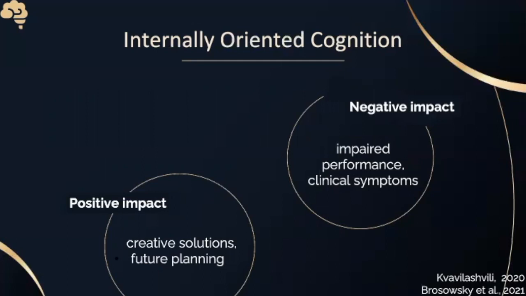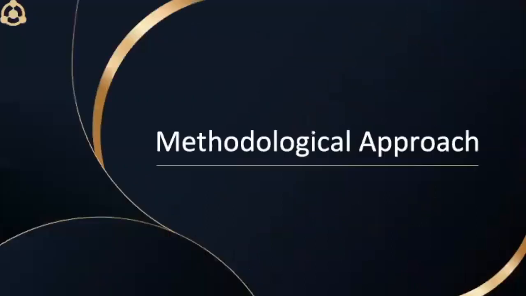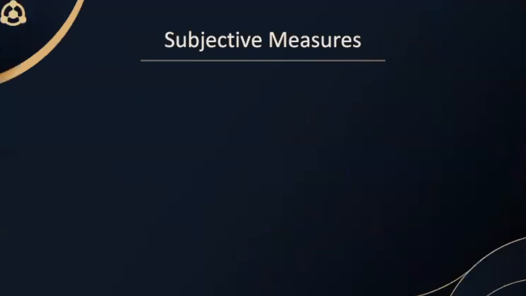So despite how prevalent internally oriented cognition is and the impact it has on our everyday functions, we've only started to gain a better understanding in the last couple of decades of these phenomenological experiences and their neural underpinnings. But before delving into the neural basis of these experiences, let's first go over some reliable measures of internally oriented cognition. In many areas of cognitive neuroscience, objective measures are the gold standard.